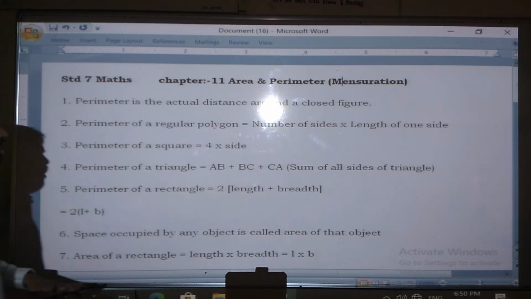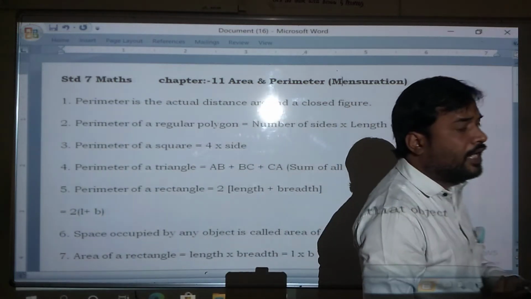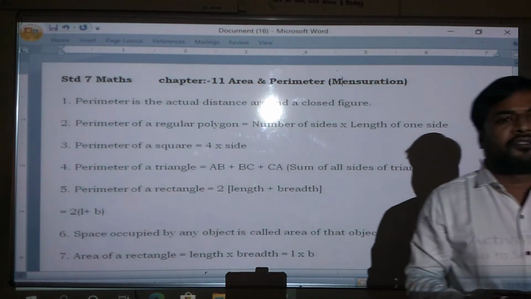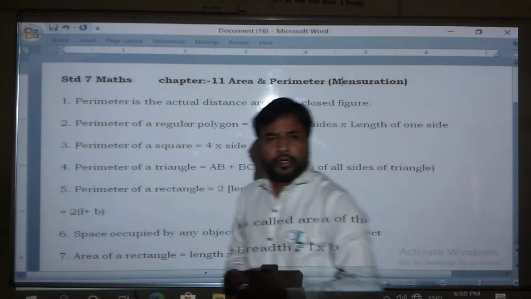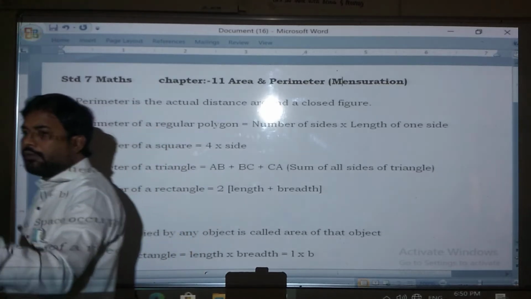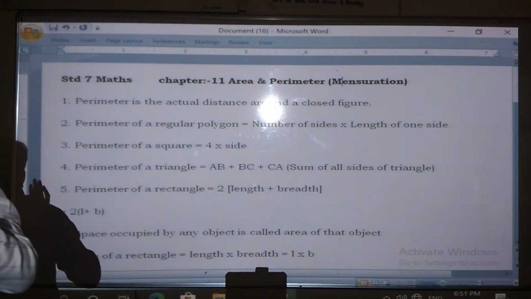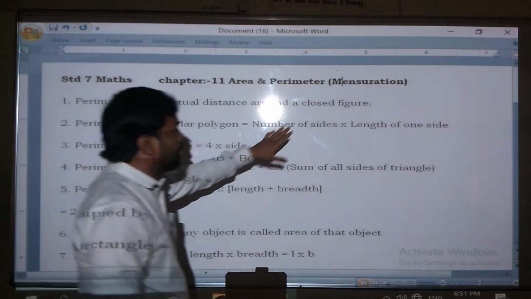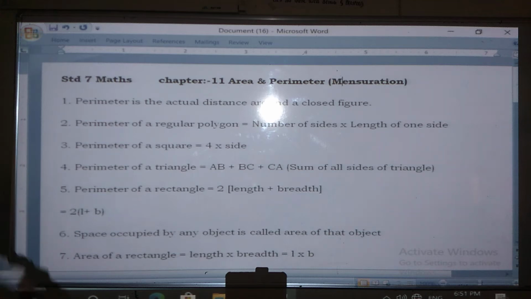Perimeter. In short, if I want to give the definition of perimeter, what will it be? The sum of each of the sides. See here, the word all also indicates that you have to take each and every side. Right? But your figure must be closed. That is the condition. Right?